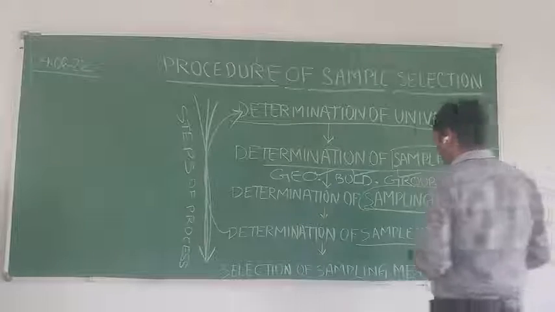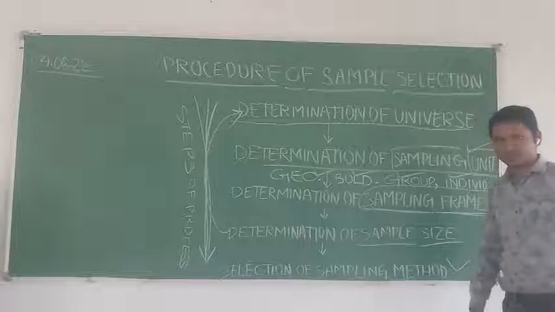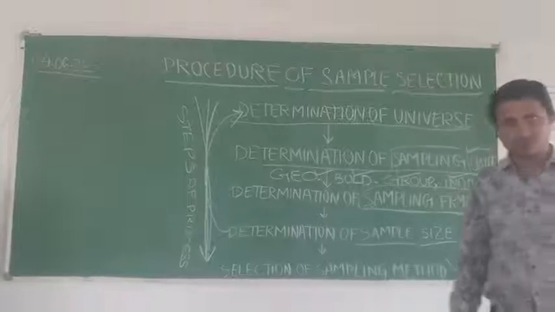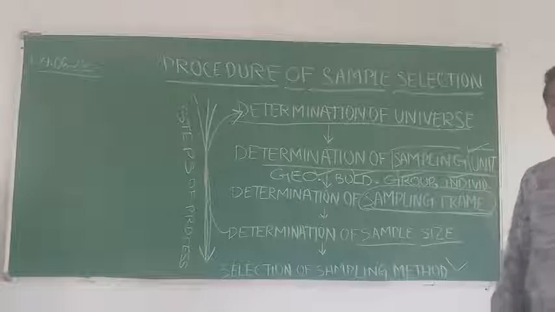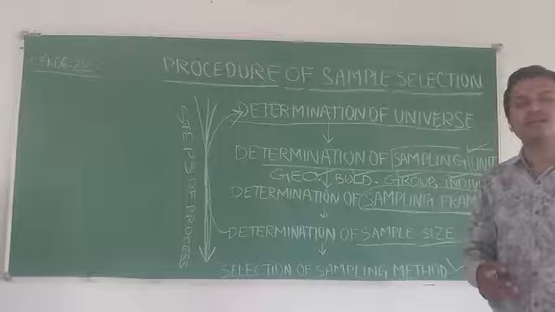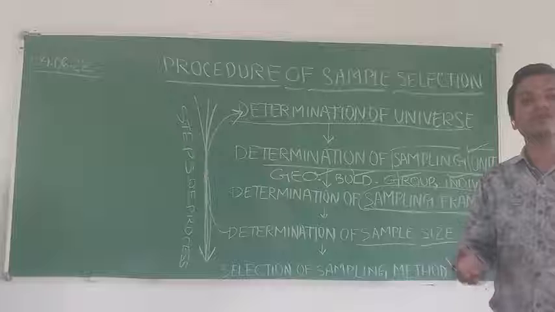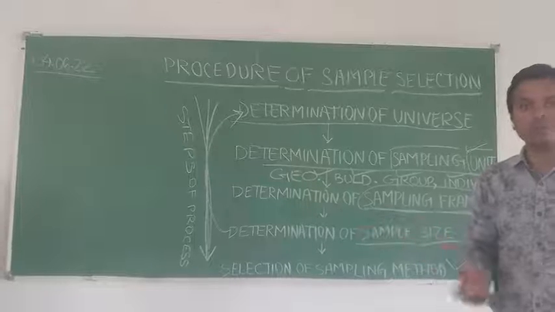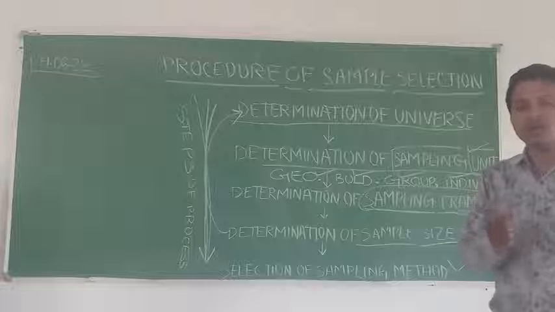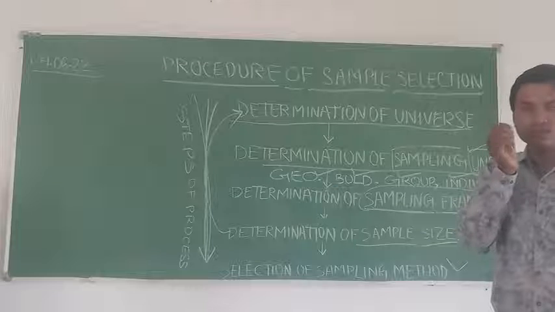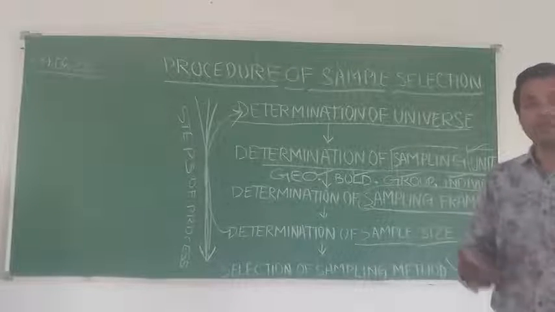And the last step is the selection of sampling method. In the selection of sampling method, we can choose the appropriate kind of sampling method. There are many kinds of sampling types, and we can choose the appropriate sampling type according to the nature of our research work and apply it.